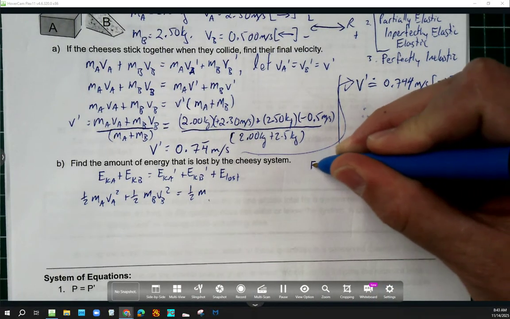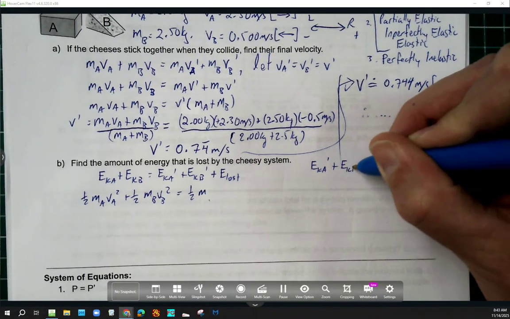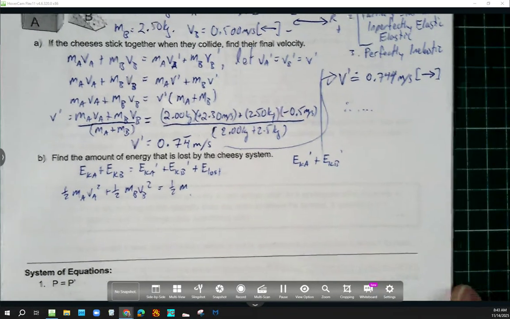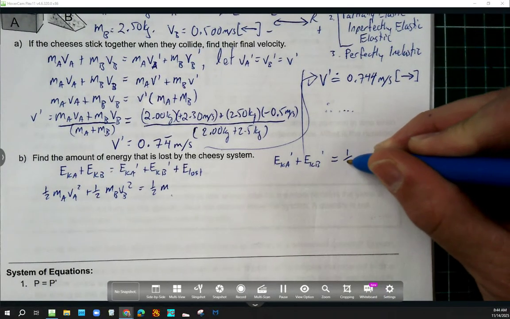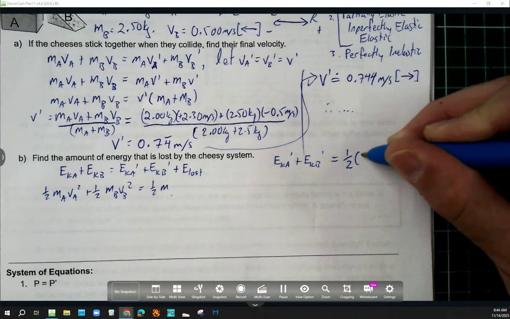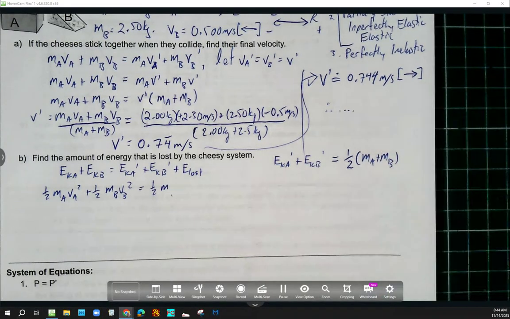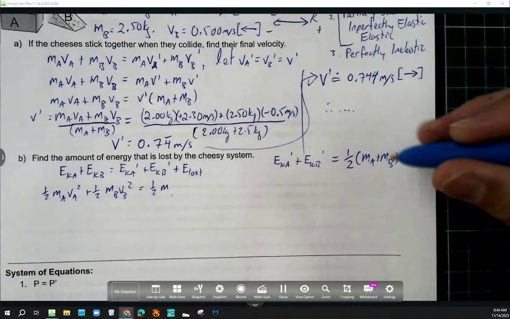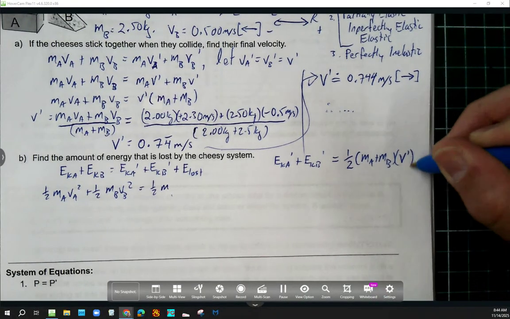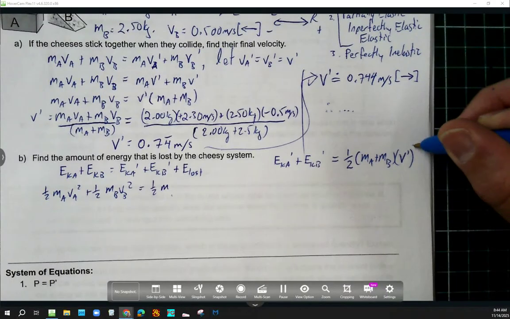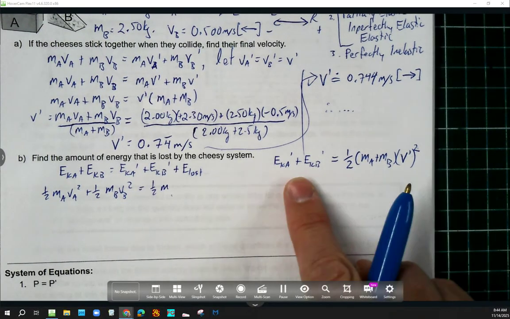That term, EKA primed plus EKB primed, if the two masses are going to stick together, doesn't it make sense that I could actually write it as 1/2 mass A plus mass B, because they're now stuck together, right? And they're stuck together traveling at the same speed, so that V primed from the previous statement squared. Does that make sense to people?